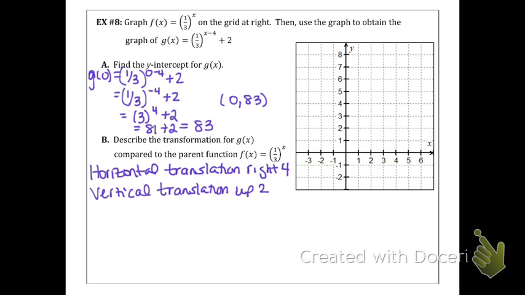And so if you think about the point that was my y-intercept at 0, 1, now if I'm going to go to the right 4, I'm going to add 4 to my x's. So now it's at 4, comma. If I'm going up 2, I'd add 2 to my y's. So 1 plus 2 is 3. So my new point is no longer the y-intercept, but the 0, 1 is now going to be at the point 4, 3. And so we can graph these. So let's see. We've got 1/3 to the x.